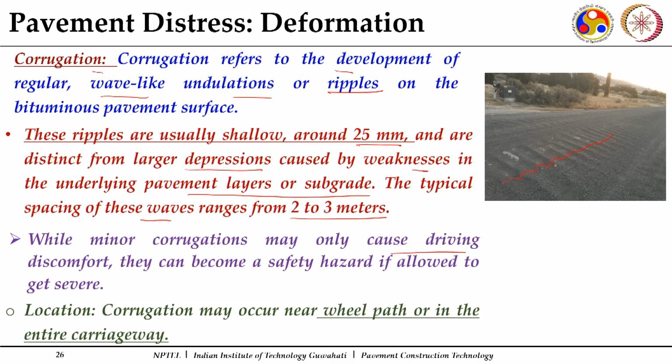One concern is the driving discomfort. But when it becomes more severe, when these depressions increase, it raises a safety hazard also, and it can occur near the wheel path or in the entire carriageway. So, along the wheel path it can happen, or along the entire width of the carriageway also. If this kind of surface defect is observed, we can say corrugation is happening, and by seeing how much the depth is and what the spacing is, we can figure out whether it is a very extensive corrugation or not.